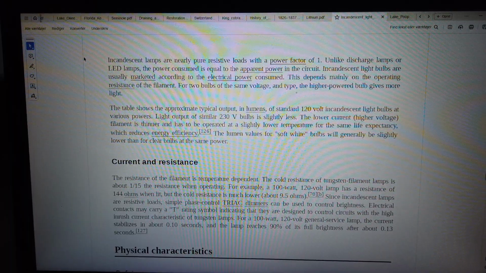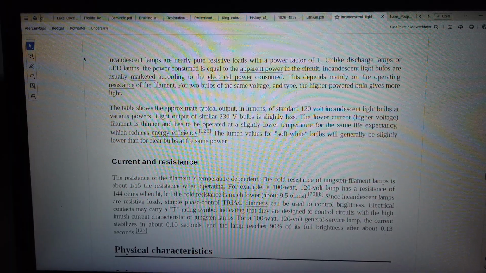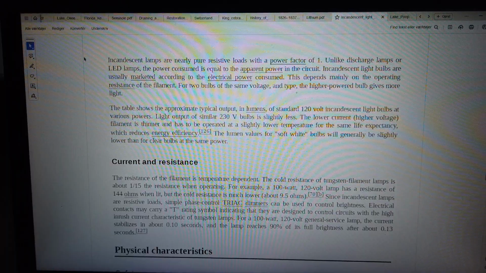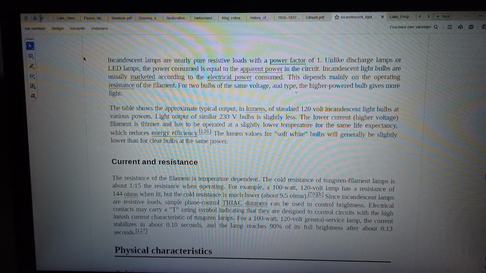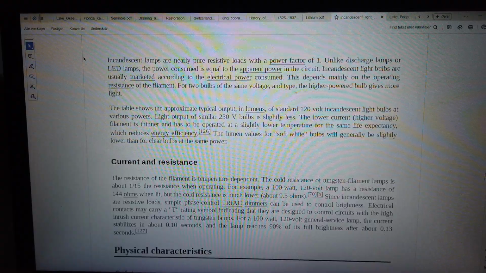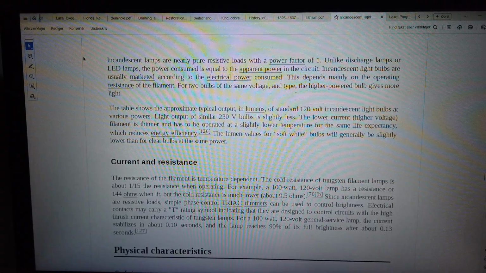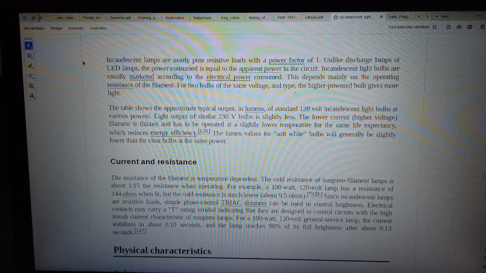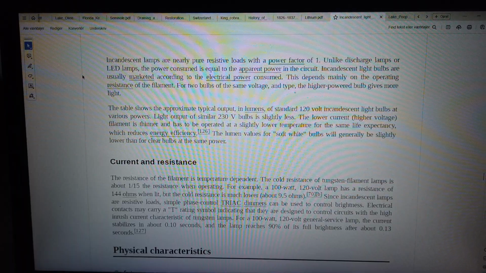Incandescent lamps are nearly pure resistive loads with a power factor of 1. Unlike discharge lamps or LED lamps, the power consumed is equal to the apparent power in the circuit. Incandescent light bulbs are usually marketed according to the electrical power consumed. This depends mainly on the operating resistance of the filament. For two bulbs of the same voltage and type, the higher powered bulb gives more light.